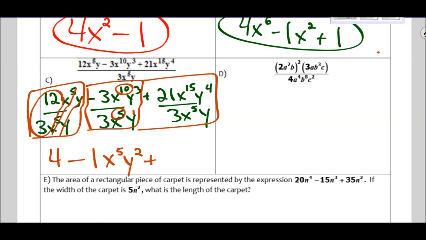The last one, 21 divided by 3 is 7. And I subtract exponents again. That gives me x to the 10th and y to the 3rd. No like terms here, so that is my final answer.